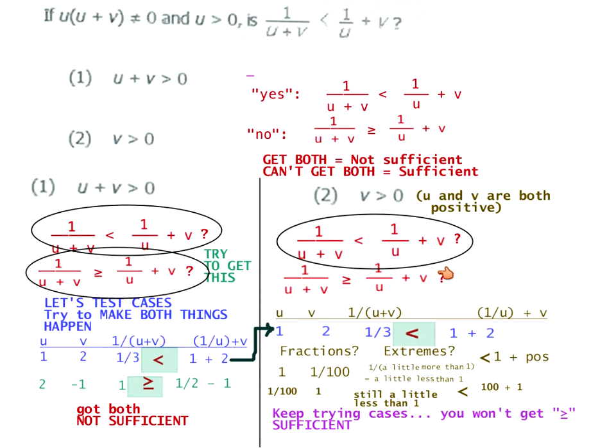So this statement was not sufficient. This statement was sufficient. So that's choice B. B like boy.